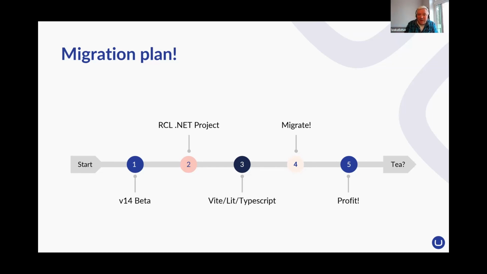We're going to install a .NET RCL project, which means Razor Class Library. It's just a particular type of .NET project to host the files. Details we don't need to worry about. Going to install Vite with Lit and TypeScript. It's all a bit of a learning curve for me as well, so we can talk about that as we go through. Then step 4, we're going to do the big migrate the code, big bang, and then profit, and then we're going to have tea and cake at the end.